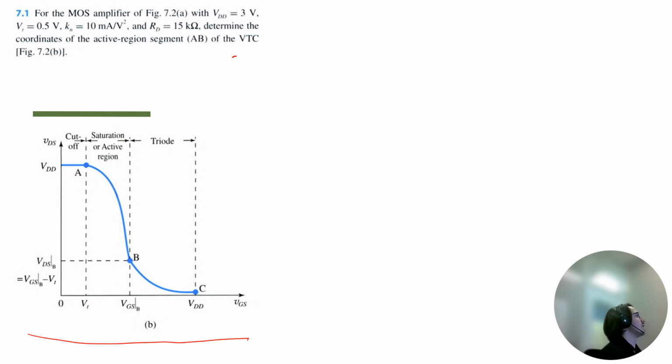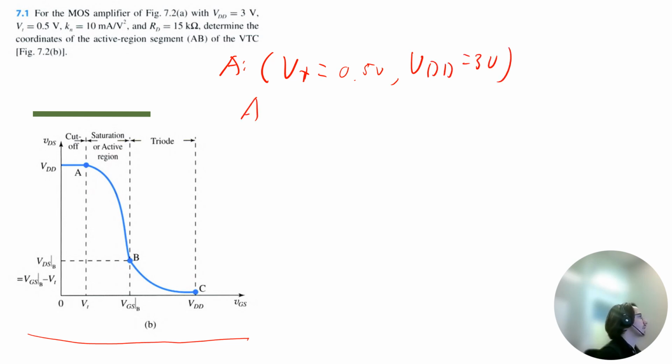So coordinate A is pretty easy. It's just the threshold voltage on the x-axis, or the VGS axis. So that's 0.5 volts. And then the y-axis is just, for VDS, it's VDD. So 3 volts. So let me get those values out. So we have 0.5 volts, 3 volts.